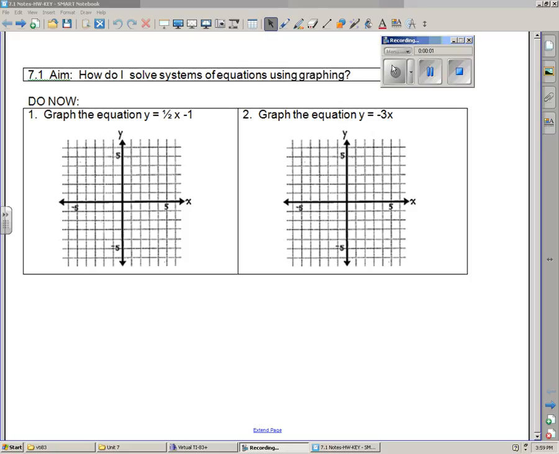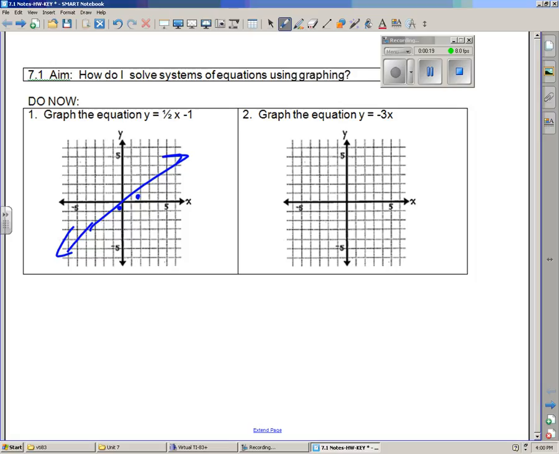So for today's lesson, we're going to talk about solving systems of equations. Just make sure that you remember how to graph lines because that's very important. So on the first one, we graph the equation 1/2 x minus 1. We begin graphing at the y-intercept, which is -1, go up 1 over 2, and then connect the dots.